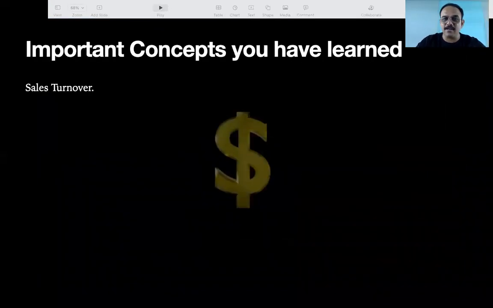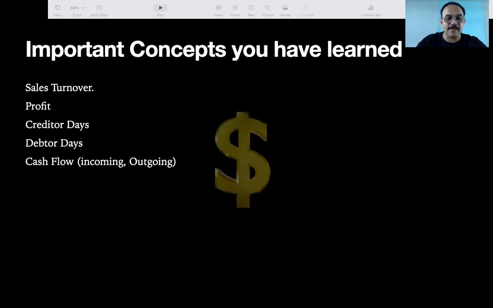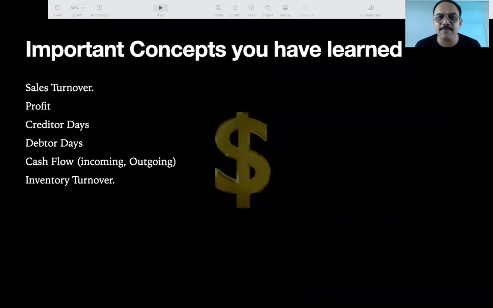Can I say you have learned sales turnover? Can I say you have understood profit, creditor days, debtor days, cash flow, incoming, outgoing, and inventory turnover? As promised, 1.5 hours. The picture is still not over, my friend, but at least you are comfortable with these terms now. You understand what they mean?